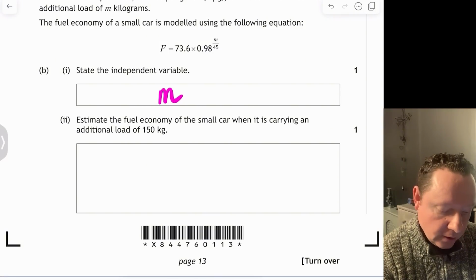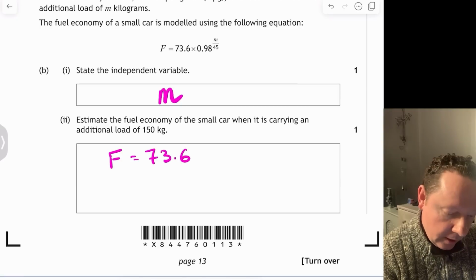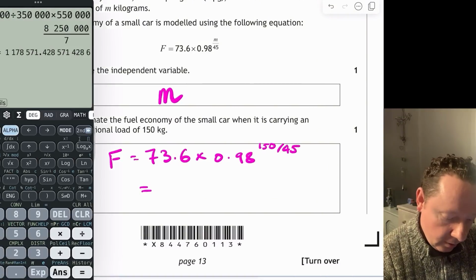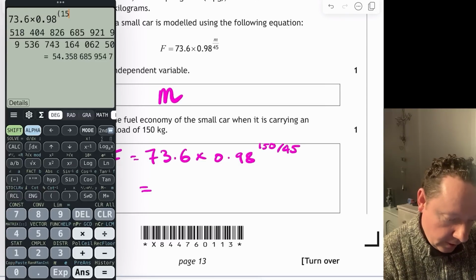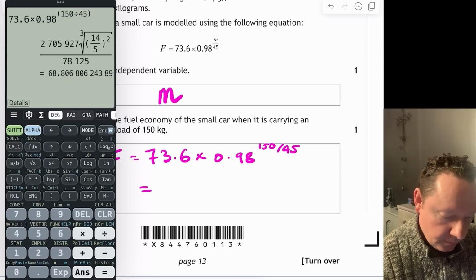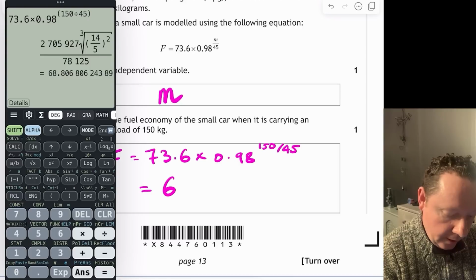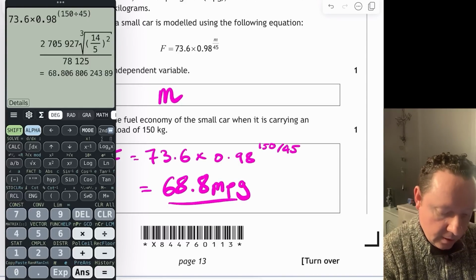Estimate the fuel economy of a small car that's carrying an additional load of 150 kilograms. F, remember, is equal to this formula. So I'll just do 73.6 times 0.98 to the power of 150 over 42. Use my calculator. You get 68.806. So 68.8, and then the units were miles per gallon, so we need to put our units in. All done for that bit.